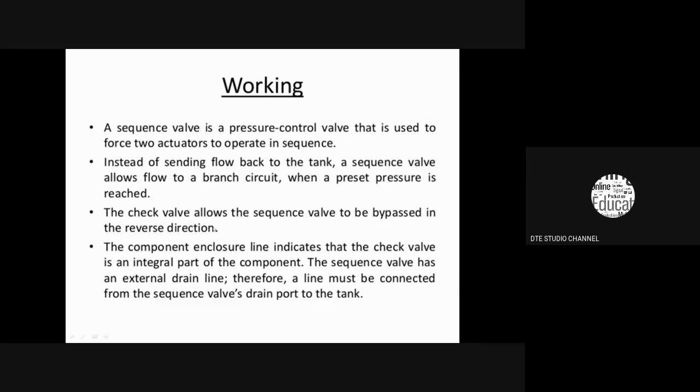The check valve allows the sequence valve to be bypassed in the reverse direction. The component enclosure line indicates that the check valve is an integral part of the component. The sequence valve has an external drain line. Therefore, a line must be connected from the sequence valve's drain port to the tank.